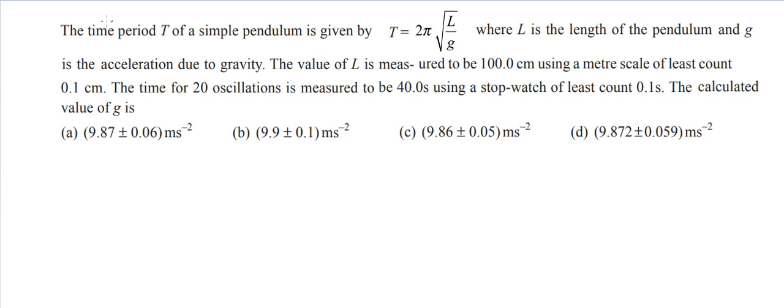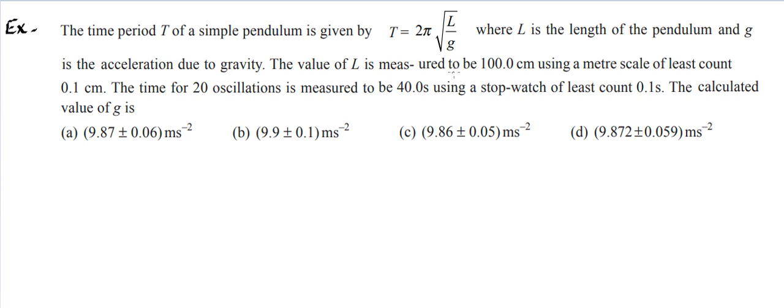Well, this is another important example, quite popular in examinations. And again, you can pause the video and solve it on your own, then see the solution over here. It says the time period of a simple pendulum. This is a formula, you know, T is equal to 2 pi under root L by g. You must be knowing about this, where L is the length of the pendulum, g is the acceleration due to gravity.